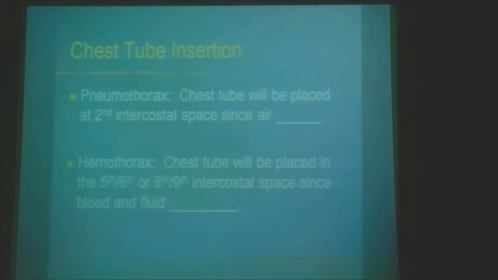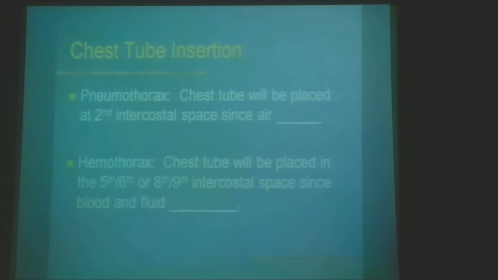So when I put a chest tube, you may not pay attention to this, but if I put a chest tube for a pneumothorax, where do I put it? Anterior, up to the apex. But if I'm putting a chest tube to drain blood, where am I putting it? Basally and posterior to the patient, because the patient in ICU is always supine. So I put it posteriorly and basally. Okay?